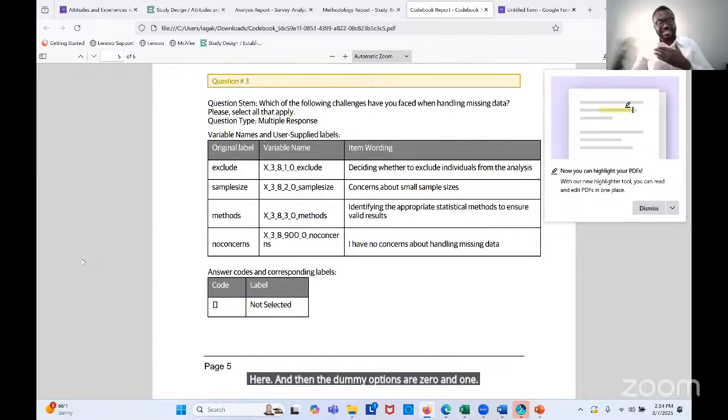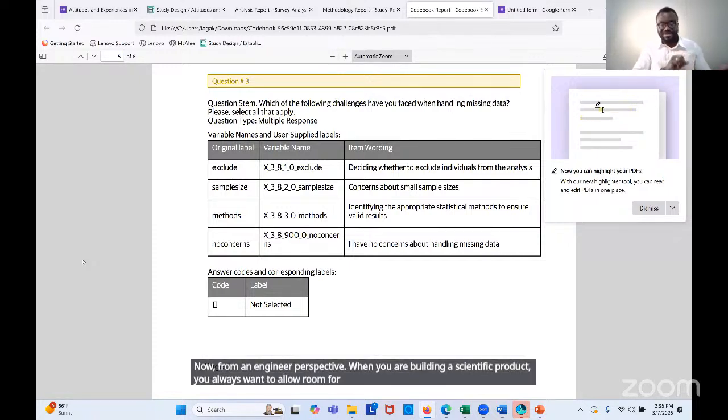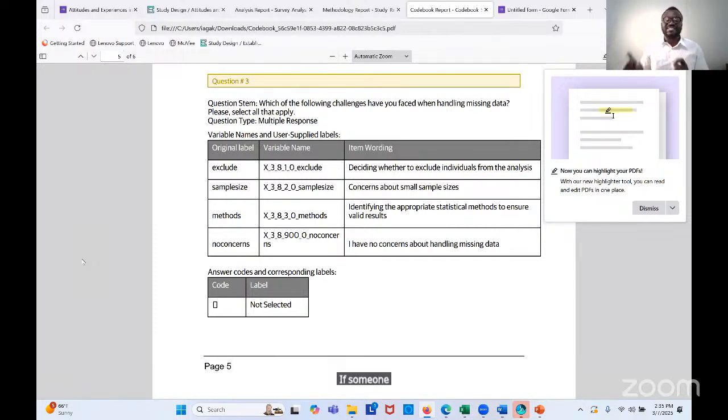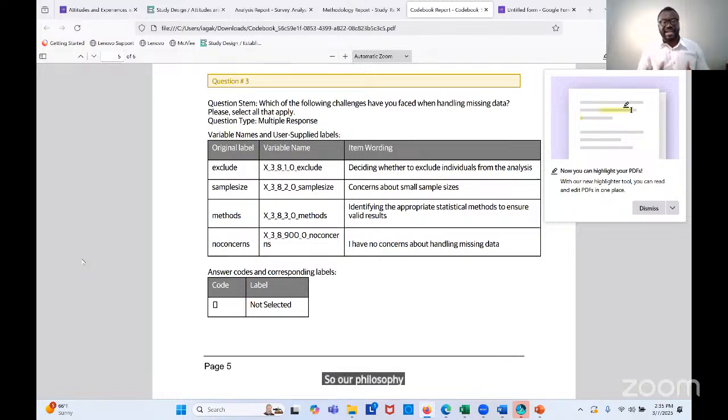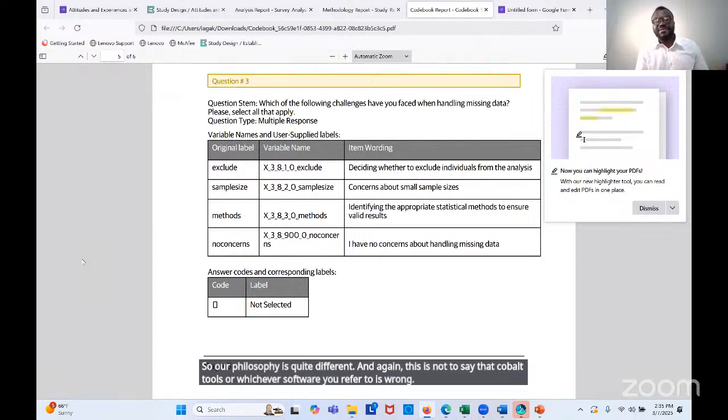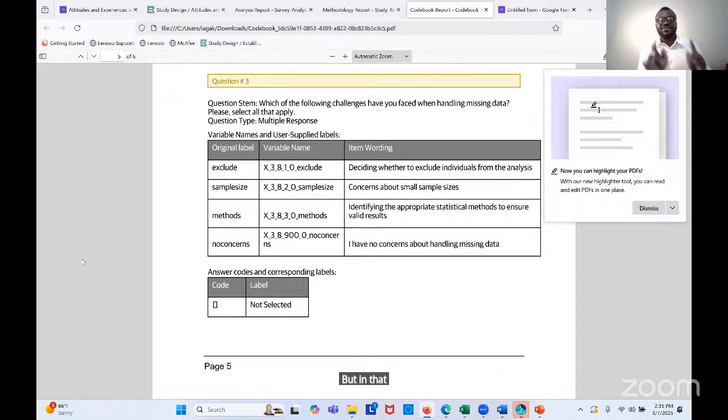Now, from an engineering perspective, when you are building a scientific product, you always want to allow room for error. You also have to assume that the people using this software will make mistakes, right? Coding 0 and 5, oh, that's a huge way of creating error, if someone mistakenly forgets to dummy code it as 0 and 1 and proceeds to just use the data in analysis. So our philosophy is quite different. And again, this is not to say that Kobo tools or whichever software you refer to is wrong. But in that case, the burden is on you, the user, to make sure that it was finally coded correctly.